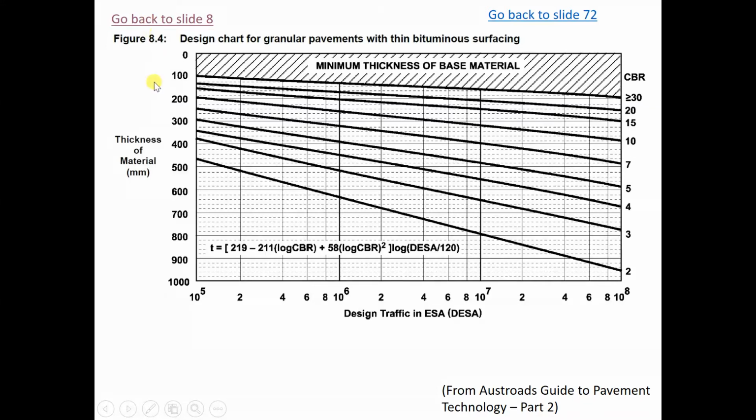It shows you the thickness of all the different layers: the sub base and the base course. Only these two layers. For the wearing course, we don't do anything. We only use it for thin bituminous surfacing, so we don't design for the thickness of the bitumen, or rather the asphalt.